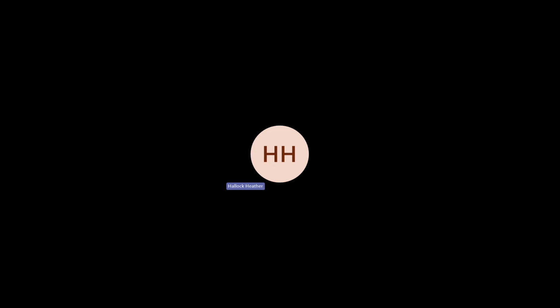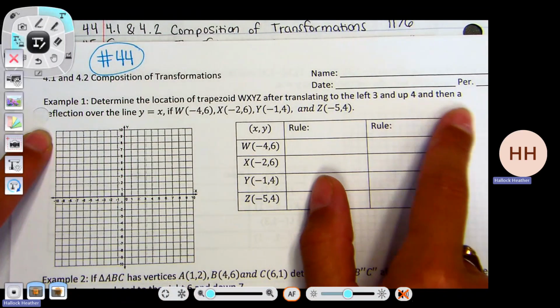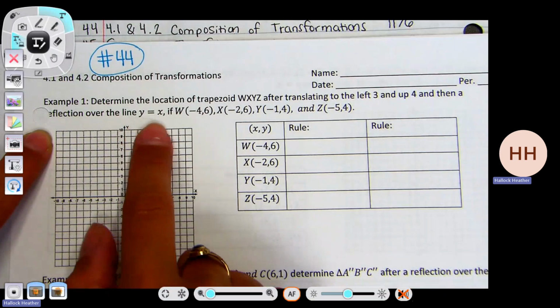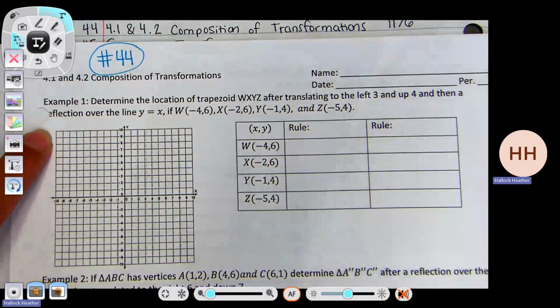It says, determine the location of trapezoid WXYZ after translating it to the left 3 and up 4. And then you're reflecting it over the line y equals x if these are your coordinate points. So what we're going to do is plot the original points, translate it, and then reflect it. And then the final image is the final answer. So it's exactly what we've been doing, but now we're doing multi-steps.